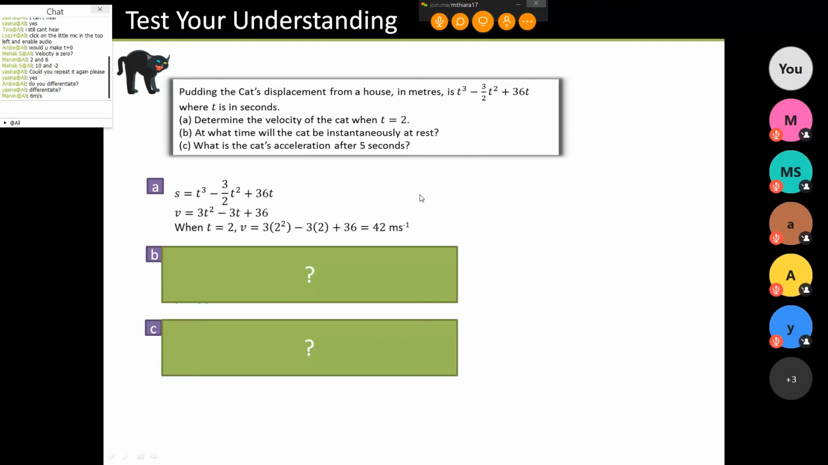Does anyone have a question about why 42 is the right answer? If you have a question, either type in the chat box or message me in the chat box and I'll unmute your mic.